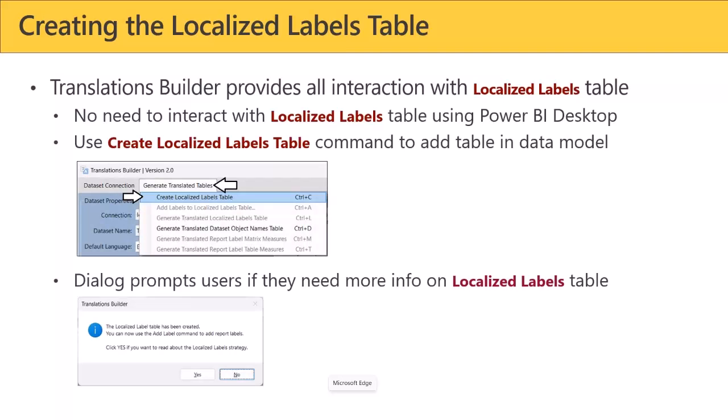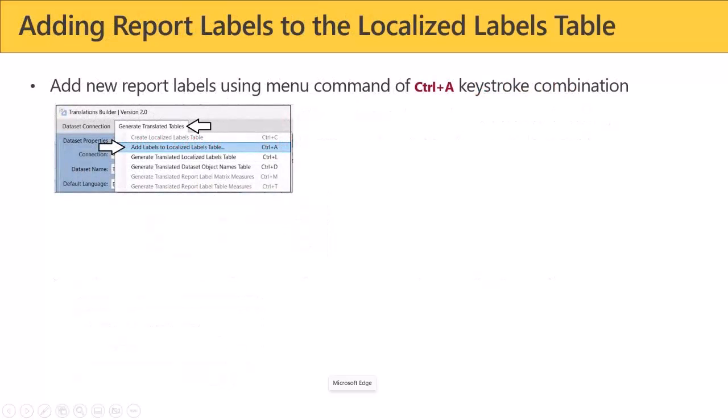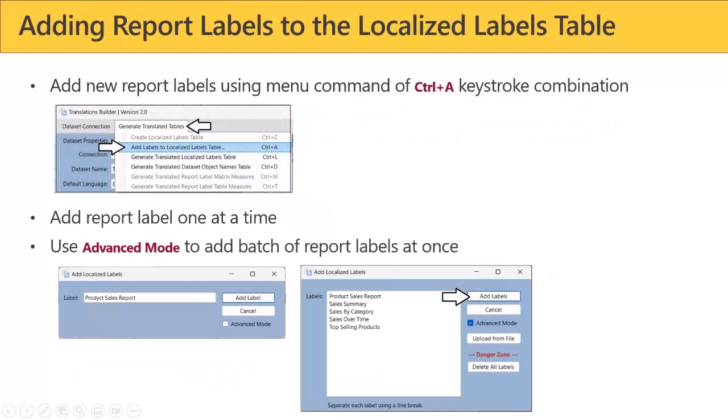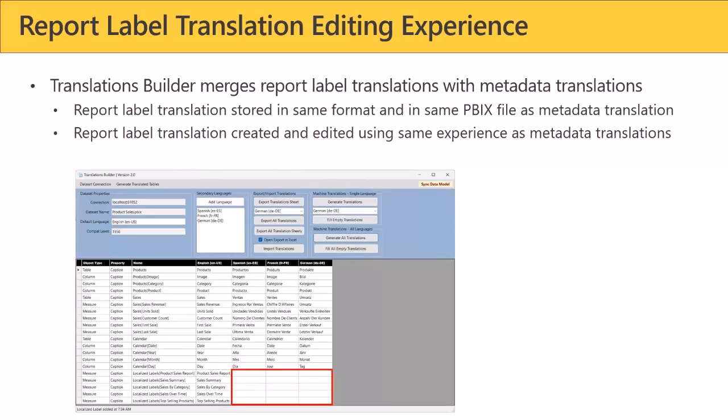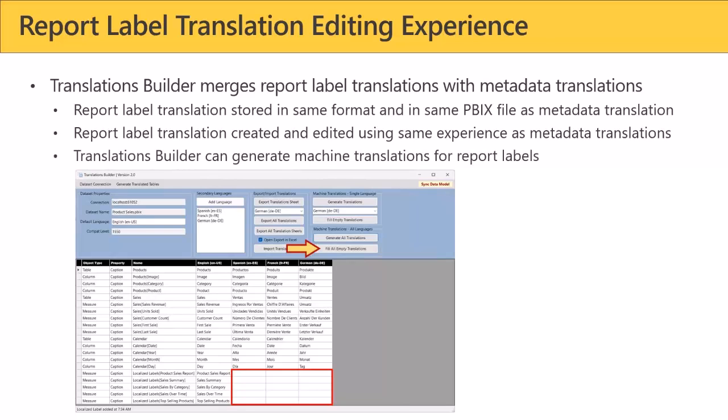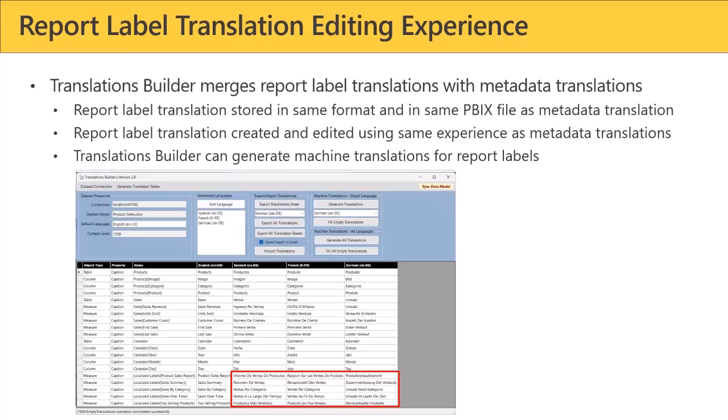Now, you've seen how to create it. You've seen that little prompt inside there. And now that you've seen that, I also walked through adding in. But now, what's really neat about this is that report label translations get stored in the exact same format and in the exact same PBX file as all your metadata translations. And secondly, the experience for creating and editing report label translations now is the exact same experience as metadata translations. And the idea is, hey, let's go ahead and use the machine translation technique just to populate these inside there.